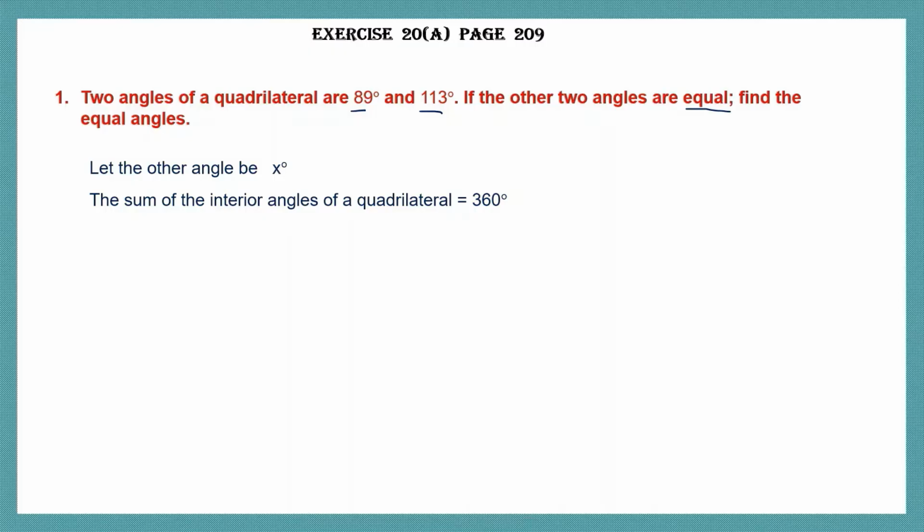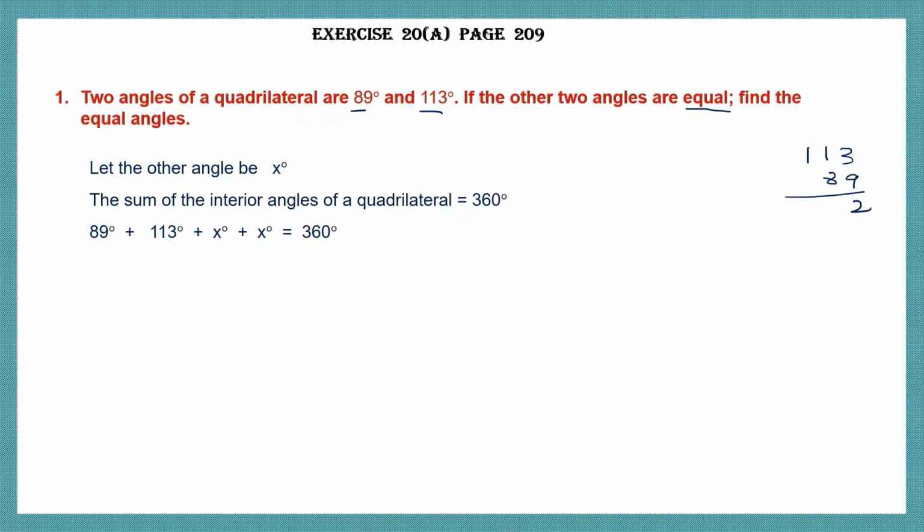So, if the sum of the interior angles of a quadrilateral is equal to 360, then 89 degrees plus 113 degrees plus x degrees should also be equal to 360 degrees. 89 degrees and 113 degrees are given to us already. So now we have to add up 89 and 113. Let's add up 113 and 89.